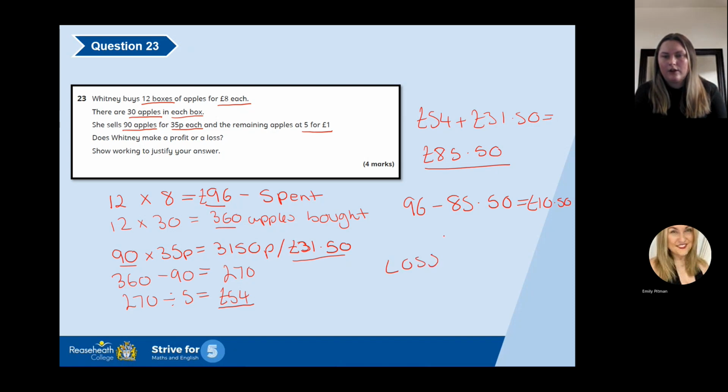So it is looking for that extra step that I missed off. Just make sure you're writing down as much as you can, everything that you know, to get the most marks possible.